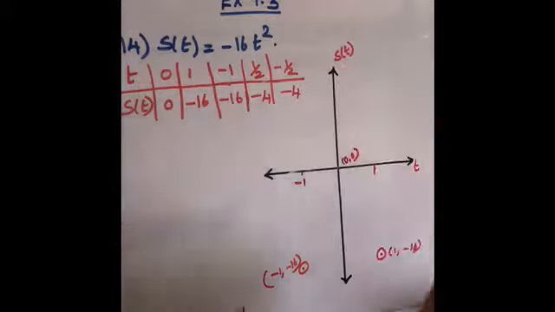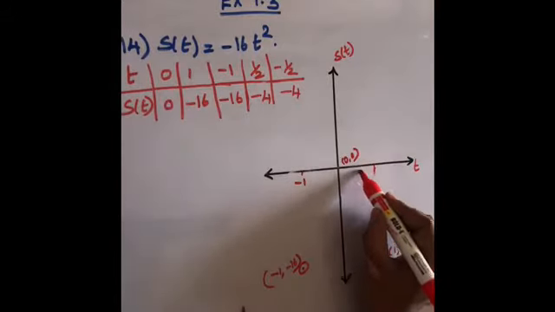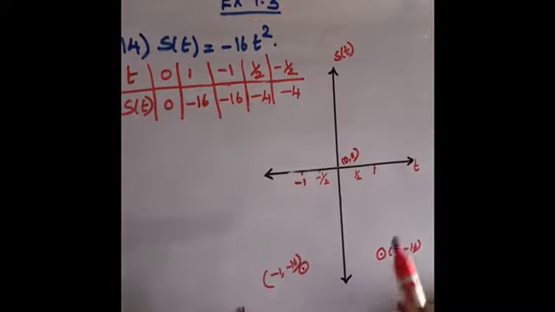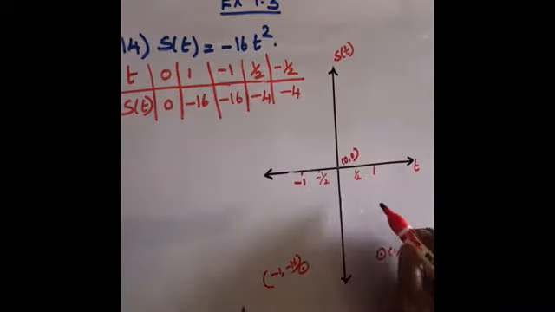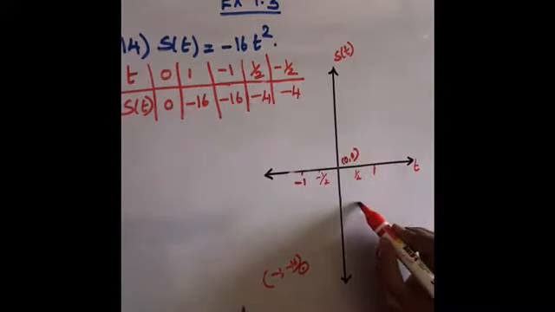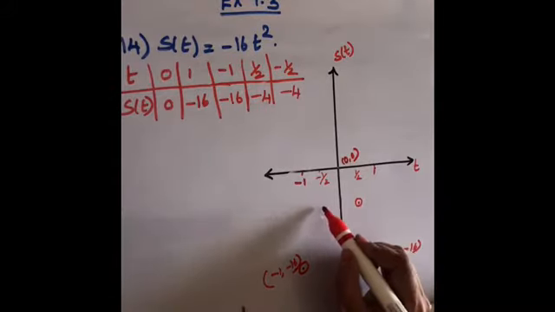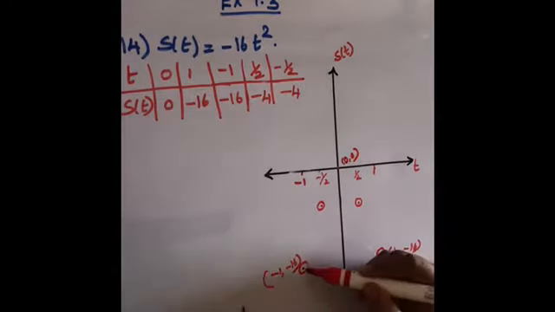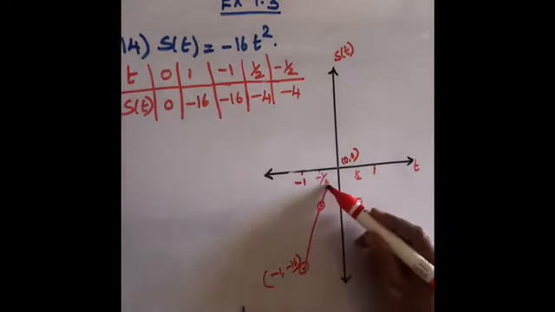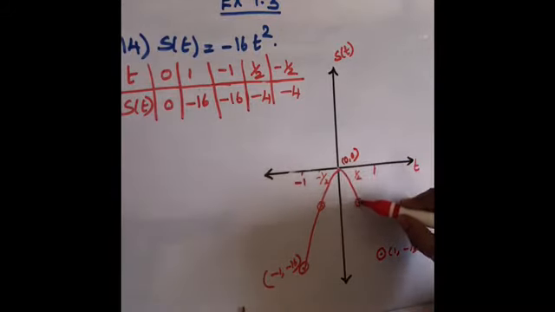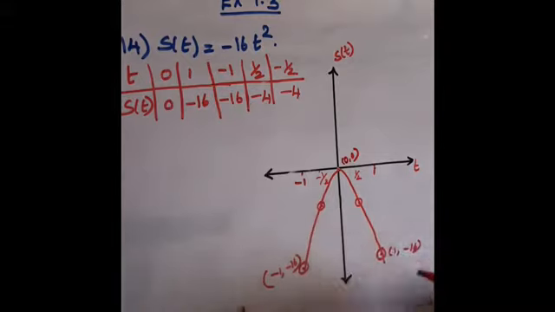For 1 by 2, plus 1 by 2 will come here and minus 1 by 2 will come here. For 1 by 2 it will be minus 4, and for minus 1 by 2 also it is minus 4. Okay, so if I draw the graph, it will come like this.